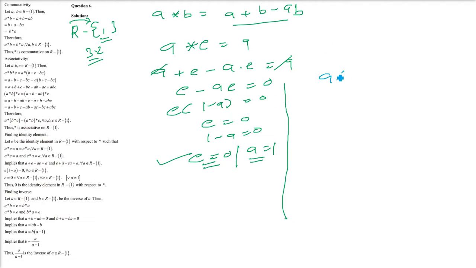The inverse is A star B and B star A, and E is the identity element. A star B is the inverse if you get E. So A plus B minus AB is equal to E. E is actually 0 here. So we have this minus, negative.